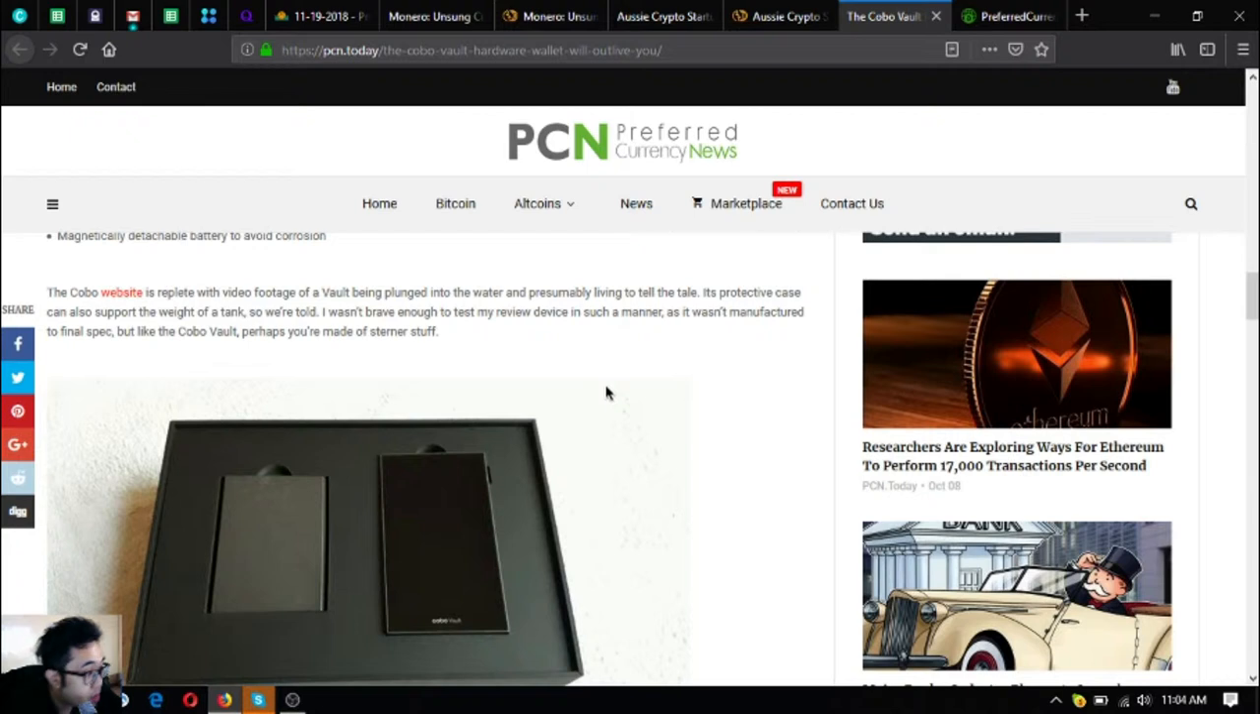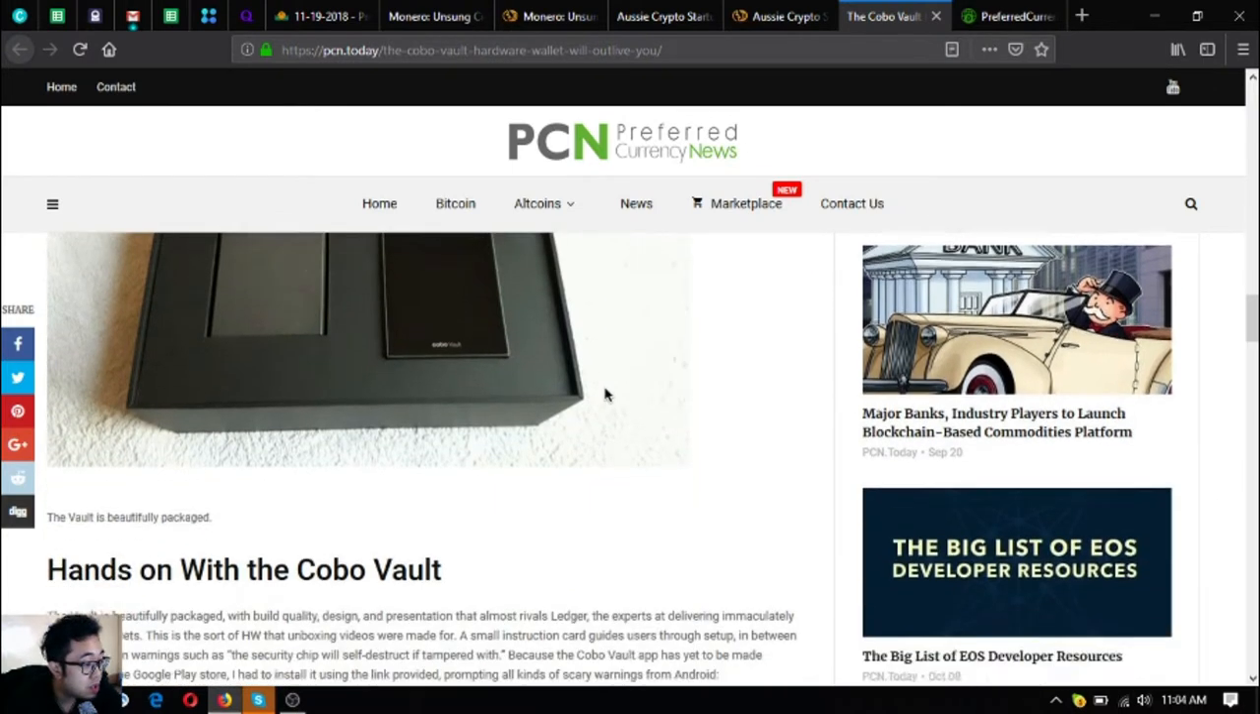So the Cobalt website is replete with video footage of a Vault being plunged into the water and presumably living to tell the tale. This protective case can also support the weight of a tank, so we're told. I wasn't brave enough to test my review device in such a manner, as it wasn't manufactured to final spec, but like the Cobalt, perhaps you're made of sterner stuff.